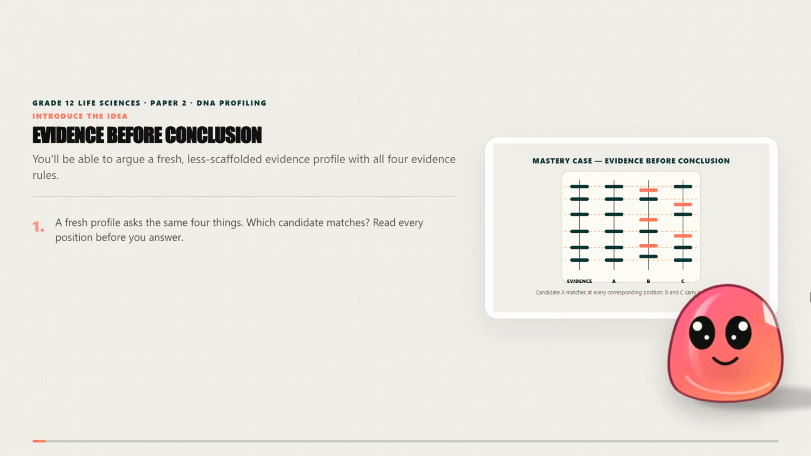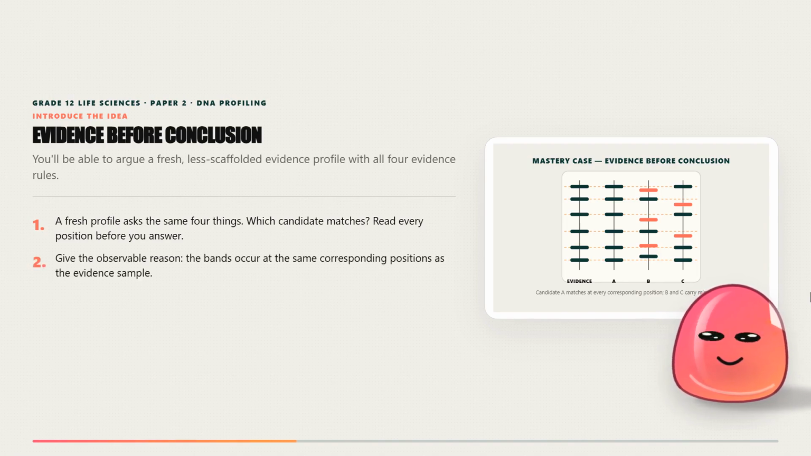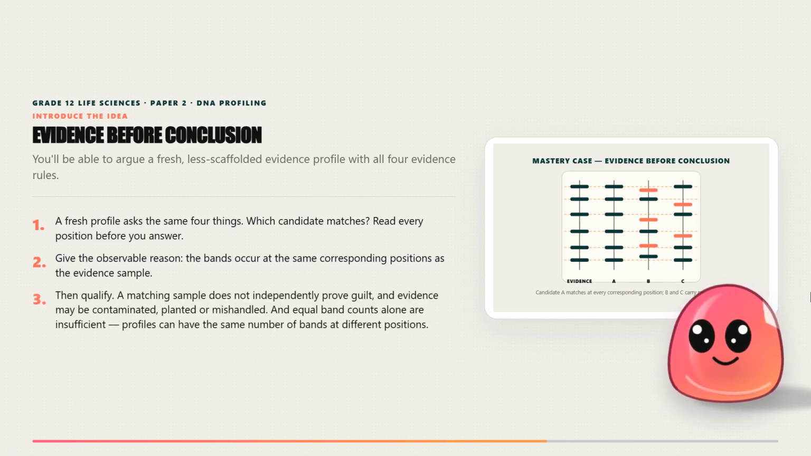A fresh profile asks the same 4 things. Which candidate matches? Read every position first. Candidate A has bands at every corresponding position of the evidence sample. The observable reason is that phrase again: same corresponding positions. Then qualify. A matching sample does not independently prove guilt, and evidence may be contaminated, planted or mishandled. And never use band count as the reason. Profiles can have the same number of bands at different positions, so equal counts alone do not establish a match.